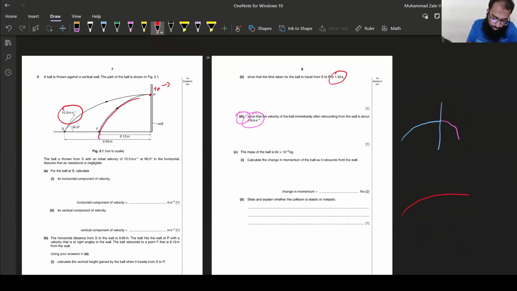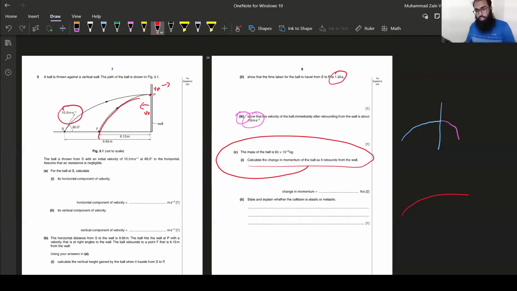So using that, we can find the change in momentum. We know 4.6 meters per second was the horizontal component of velocity after rebounding, and before rebounding was the component which I found here. So I know the change in velocity, I know the mass, I can easily find the momentum.